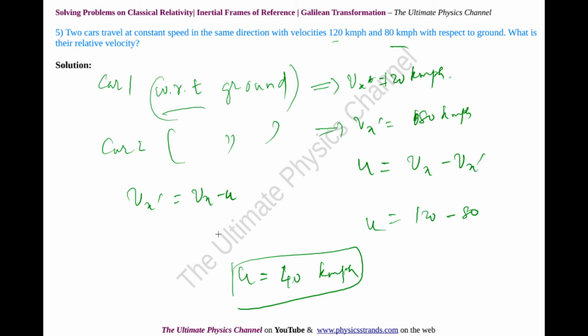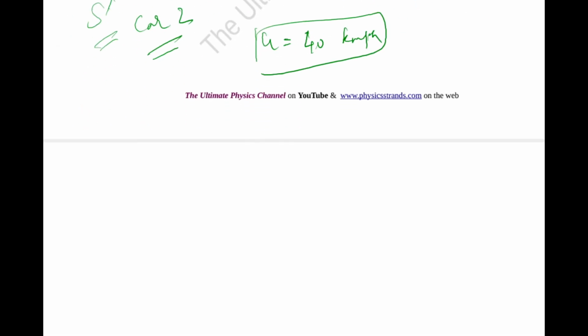So in this equation, the S frame of reference is fixed to the ground, because we are writing with respect to ground, and S prime is fixed to car 2. Only under that condition can we write this expression and then get the relative velocity as u. Right. Let's move on to the next problem.